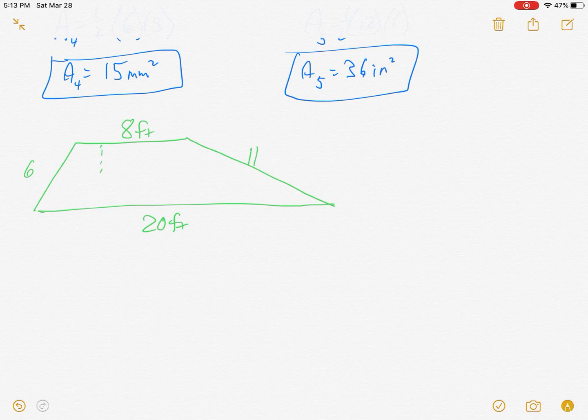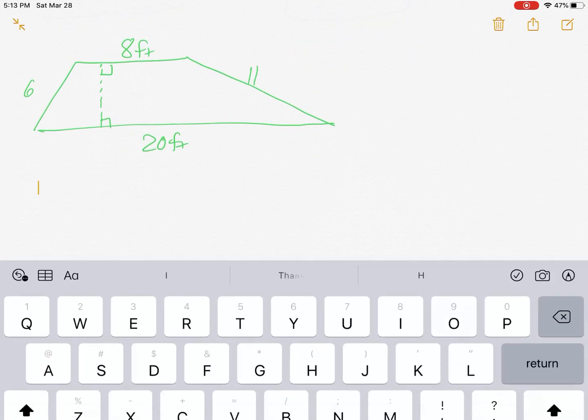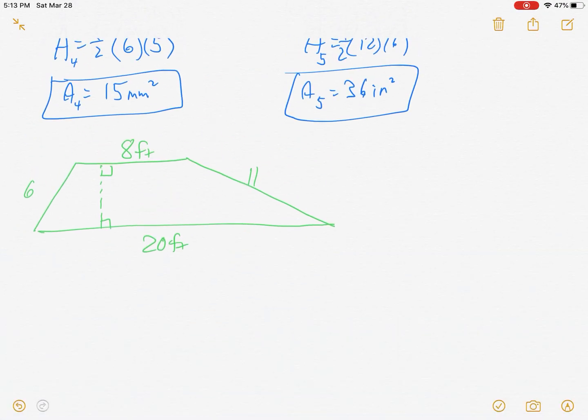But what we need is we always need perpendicular distances. Let's call that 4 feet. So remember what the area of a trapezoid is? Area, trapezoid. This is one of the things that I say surprises me how much it comes up on the ACT. It is the average of the bases times the height.